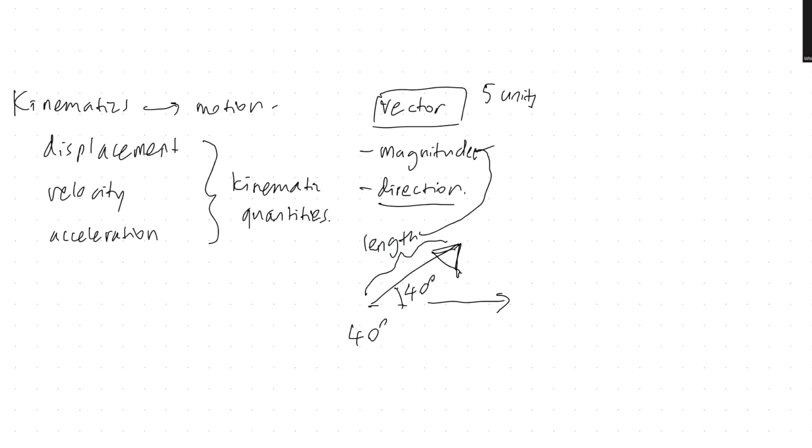In this case, it's anti-clockwise to the leftwards direction. So we can use these sorts of angles to define the direction that your vector is pointing in.